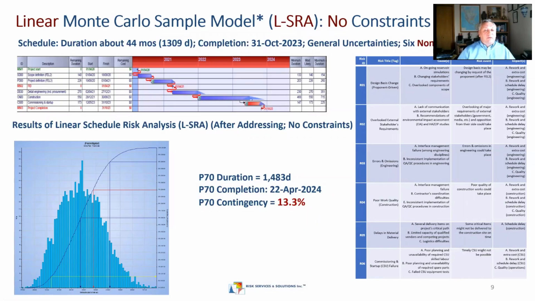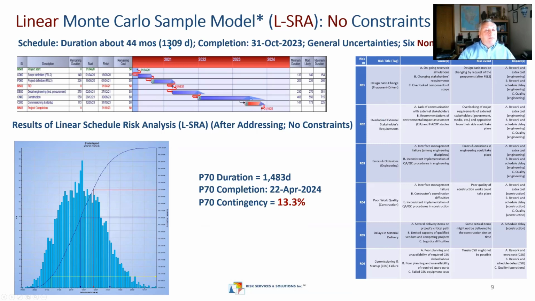Okay, model number one, a very simple situation. We just have a sample schedule, a few activities, and we have 6 risks from risk 1 to risk 6. One of them is overlooked external stakeholders' requirements. Requirements might be treated as environmentally related risk, and there are some other risks: engineering errors and omissions, poorly executed work in construction, and so on. It doesn't matter in a way. We are talking about mechanics, how it works, whatever the risks are. And among them, there might be environmental risks.